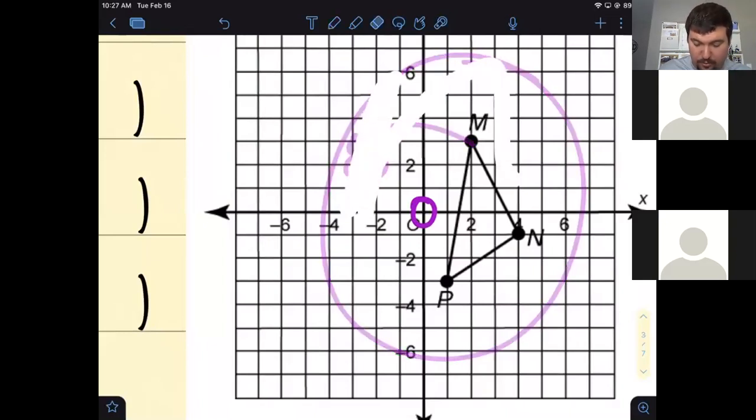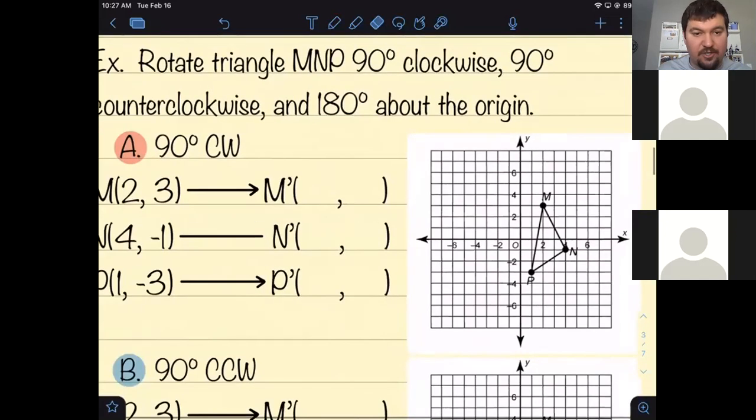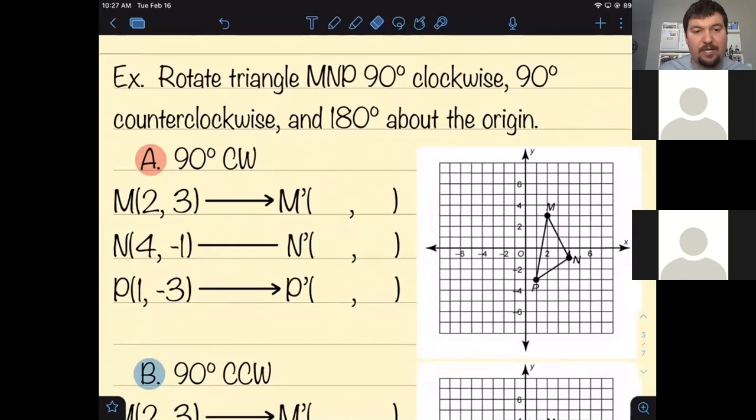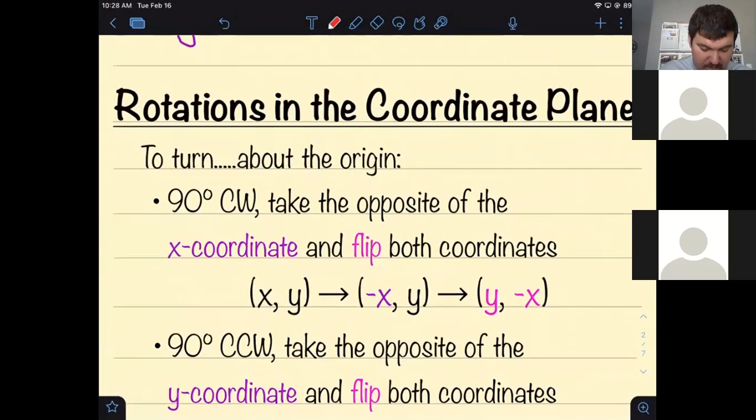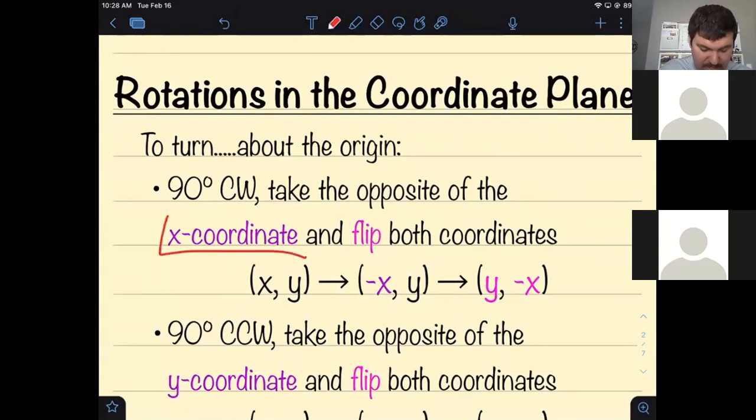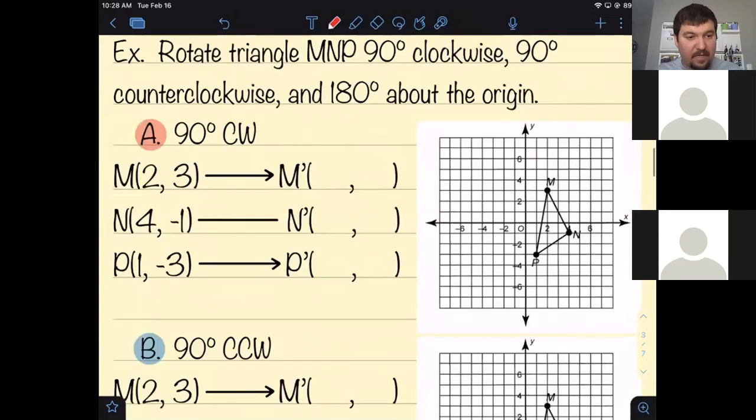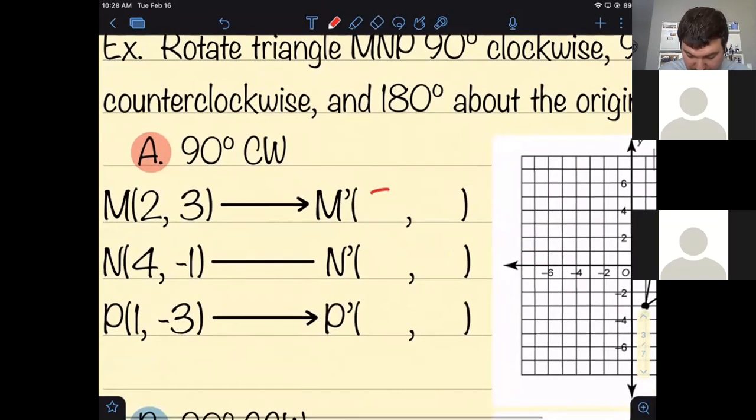And so what I encourage you to do, the reason we've done so much of the arrow notation, is because I would do the arrow notation first. When you're doing this on your work paper, I know that you don't have to draw the coordinate planes, but you might want to put the arrow notation down first before you start to draw on the coordinate plane. So 90 degrees clockwise. If I look at my cheat sheet up here, I know that clockwise means I take the opposite of the x coordinate and then I flip them. So the opposite of the x coordinate would make this -2, but then I have to flip it to make it 3, -2.